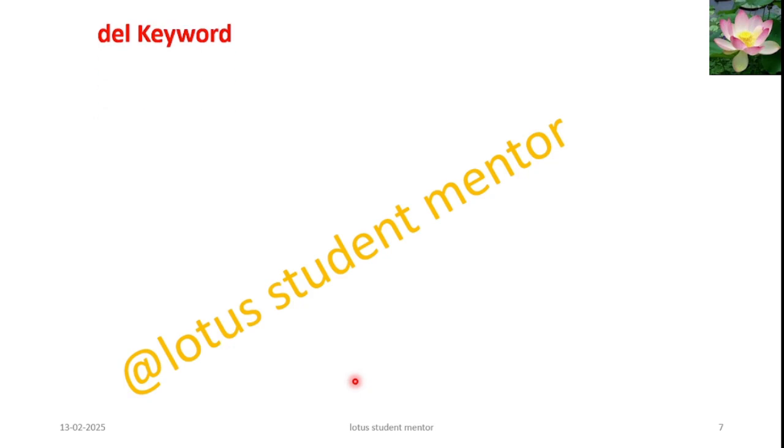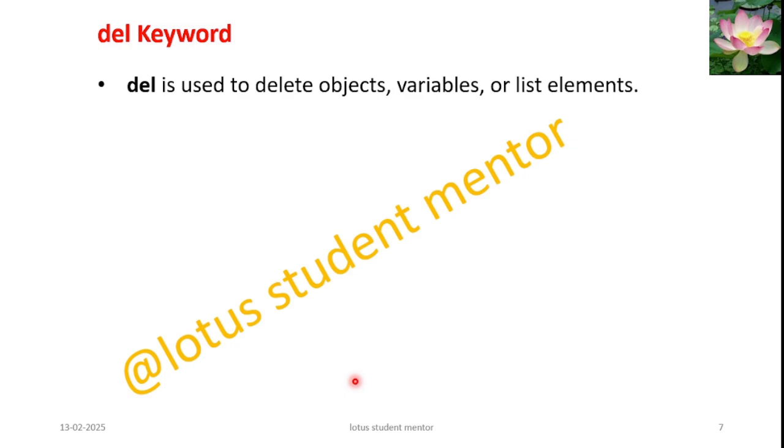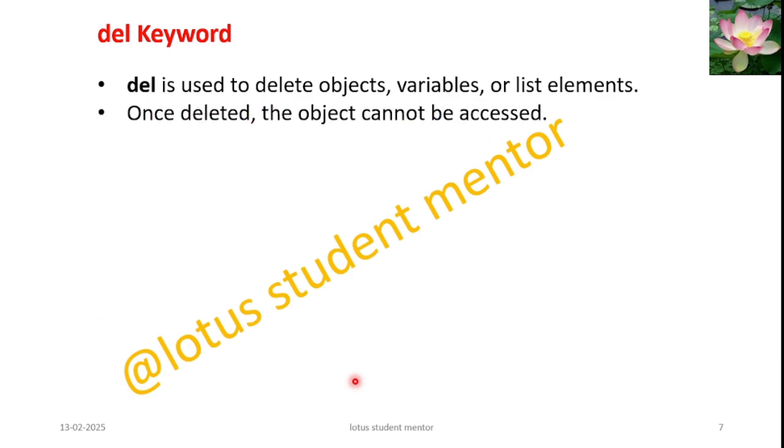Coming to the del keyword, it's very simple to understand. Whenever we want to delete any variables or objects or list elements, in Word also, we press the Delete button. Similarly in Python, del is used to delete any objects or variables or list elements. In Python coding, the del keyword is used. So once deleted, the object cannot be accessed.